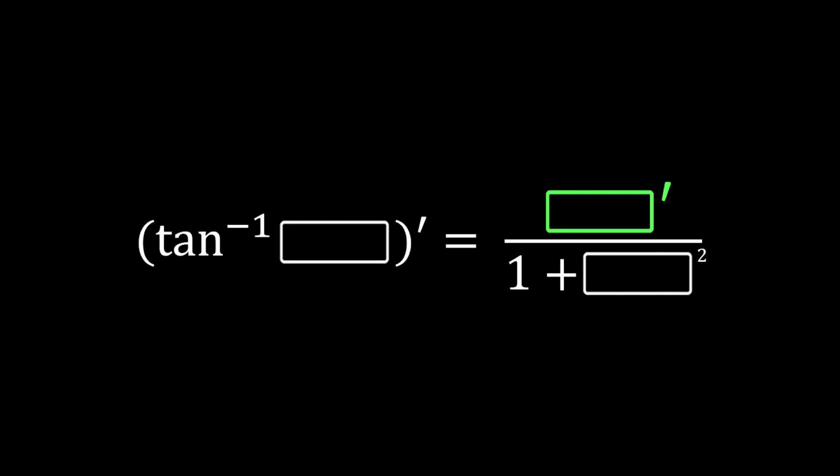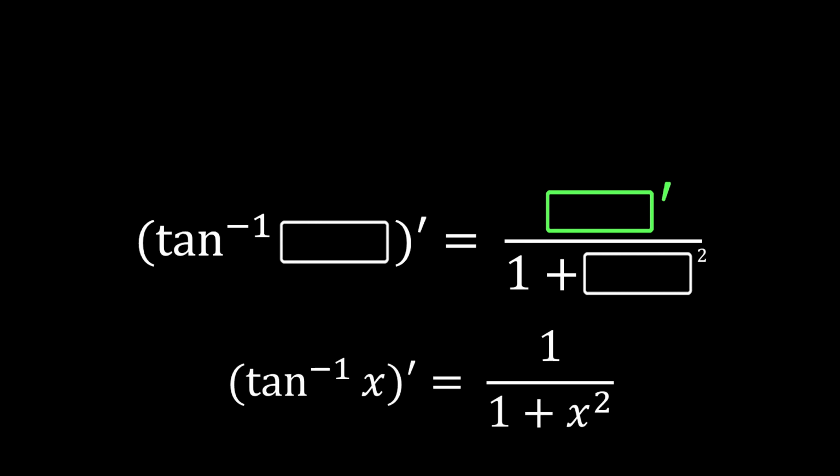This is the formula we'll be using today. The inverse function of tangent is commonly denoted as arctangent, and we'll be using the symbol shown on the screen. When we differentiate the inverse tangent box, the derivative of the box becomes the numerator, and 1 plus box squared takes its place in the denominator. If you substitute x into the box, it becomes 1 over 1 plus x squared.